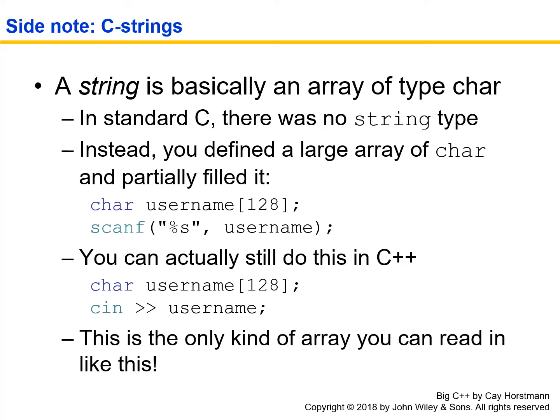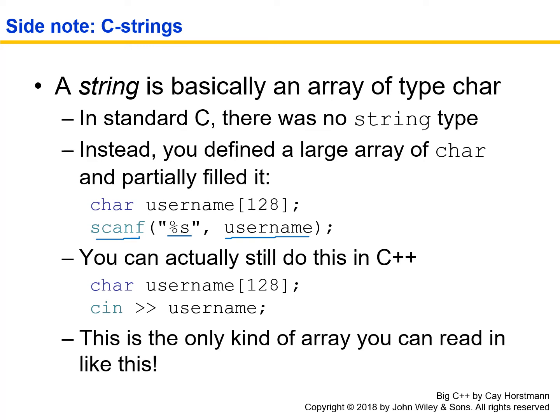The way you did that in standard C was using the scanf function. You told it that you wanted to read a string and store it in username. Let's say the person typed in the username jcamp. It would fill the first 5 characters of username with JCAMP, and then it would put a 0 after that to indicate that the string was done.